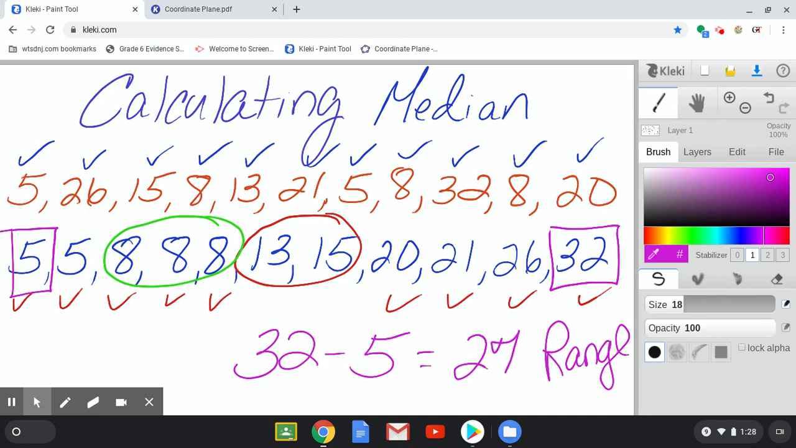All right, so pretty simple. So really important, make sure when you put your numbers in order from least to greatest, you have all of your numbers, because that can totally change your answers if you don't have the correct numbers.